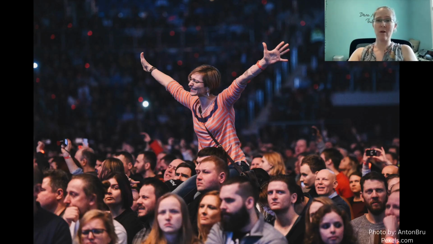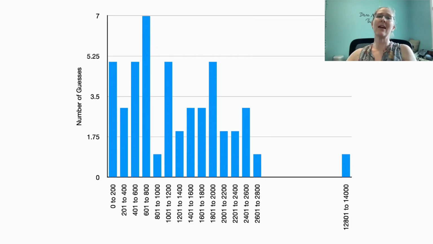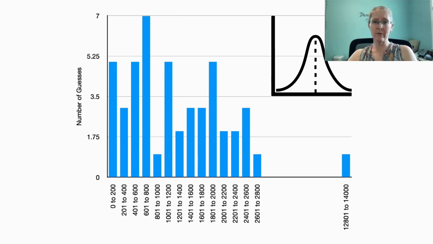Was the wisdom of the crowd more accurate than your individual guess? Let's take a look at our data and see what happened. It might give you some discussion points for your classes if something similar happens to you. So the ideal histogram for this type of data is a normal distribution with the average pretty close to the middle and your actual number also pretty close to the middle.